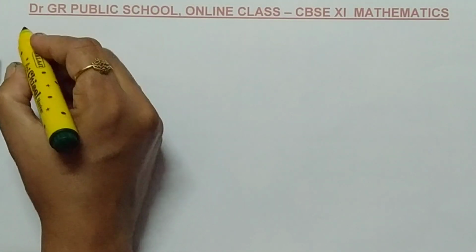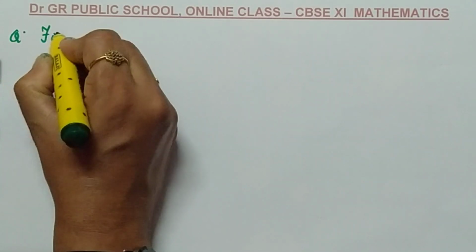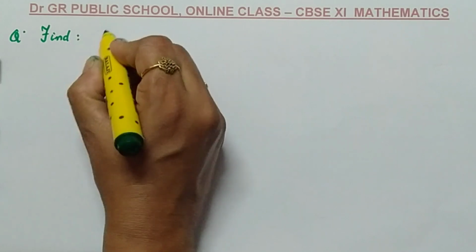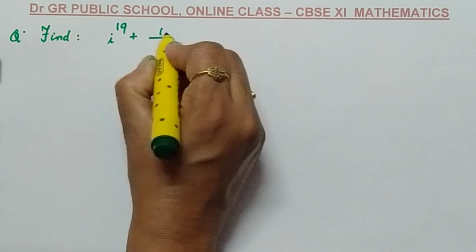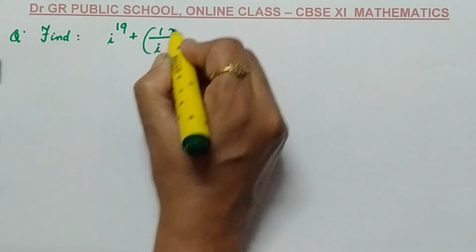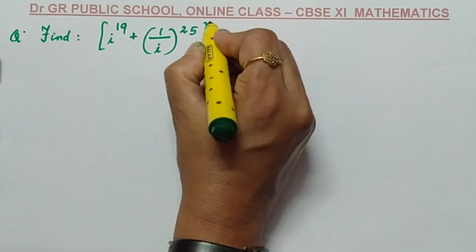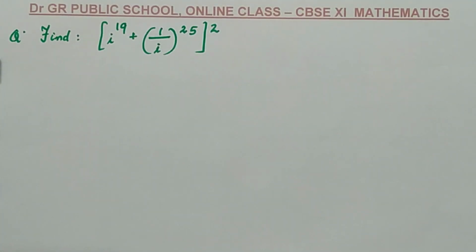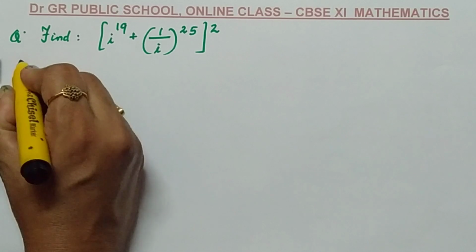Another question. Find the value of i raised to 19 plus 1 by i raised to 25, the whole raised to 2. Don't expand it using a plus b the whole square at first. Do the simplification maximum and then you can expand. Solution.